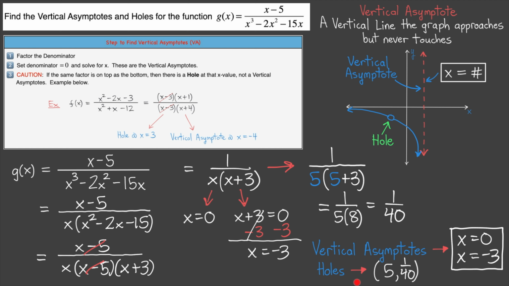Okay, so our hole is going to be at 5 comma 1 over 40, and our vertical asymptotes are going to be at x equals 0 and x equals negative 3.